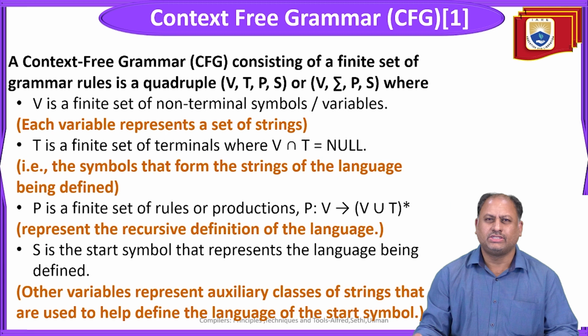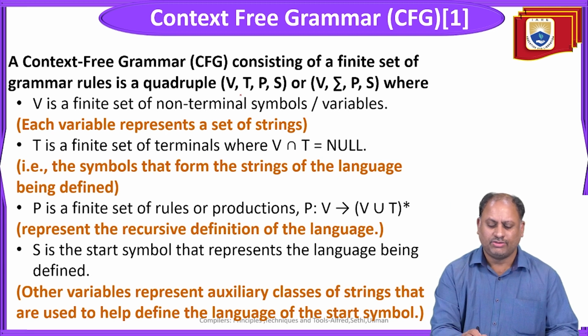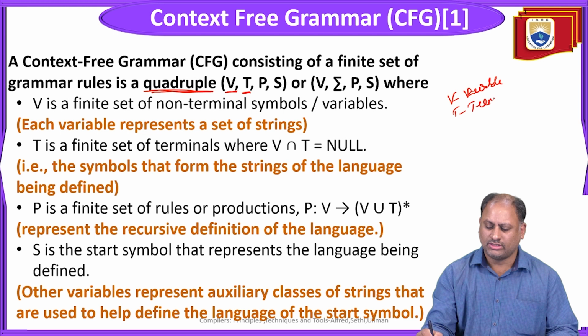Now we come to the context-free grammar. A context-free grammar contains a finite set of grammar rules. Here we can represent it in a quadruple notation. The first one is V, which stands for variables; T, which stands for terminals; P, which stands for productions; and S, which stands for the start symbol.